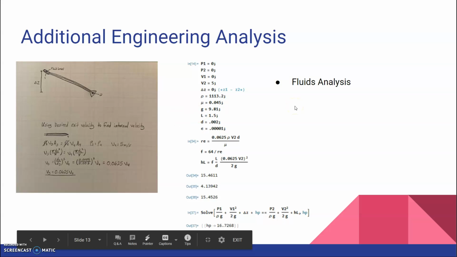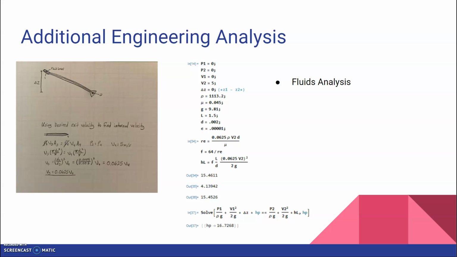Additionally, in lieu of being able to perform all of the performance measure testing, we decided to do an additional fluids analysis to investigate the pump head that would be required for the pump to produce in order to achieve a nozzle velocity of 5 meters per second at the nozzle. So here's our diagram that goes over that.